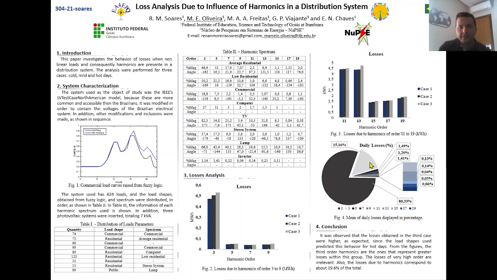You have, for example, around 20% of losses being basically divided between the third, fifth, seventh, and ninth harmonics, while the other harmonics do not reach 1% of losses, as you can see here. Therefore, it appears that there is a considerable influence of harmonics in the calculation of electrical losses in distribution networks. However, there is a difficulty in having information about these harmonics in the networks.